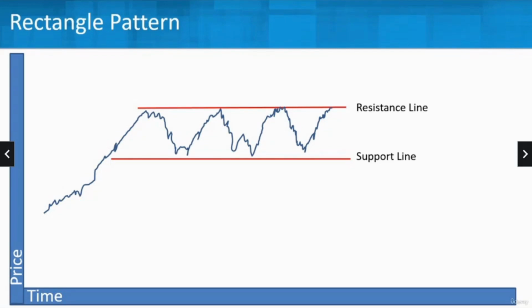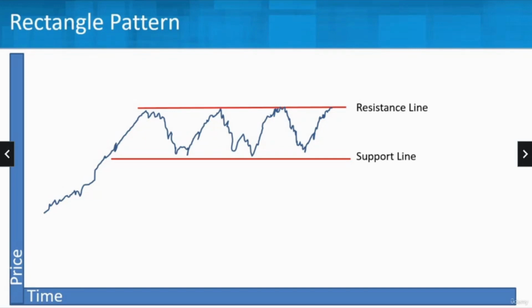And how wide the distance between the resistance line and the support line will vary by the security and at that moment of time. Sometimes they can be very, very narrow. Sometimes they can be much wider, of course. So it's not so much the idea of how wide or narrow it is. It's more that it's actually formed this rectangular pattern.